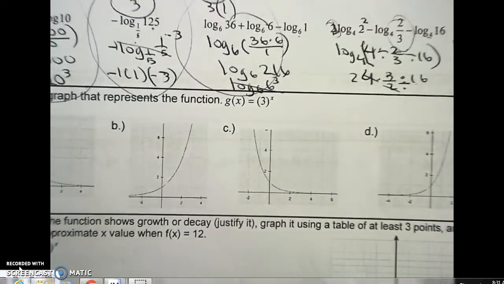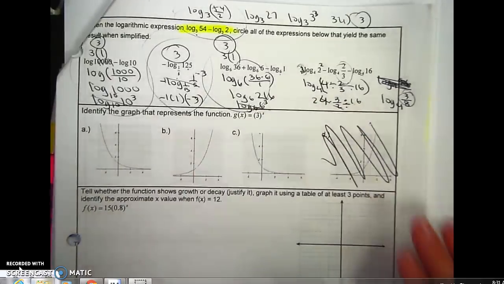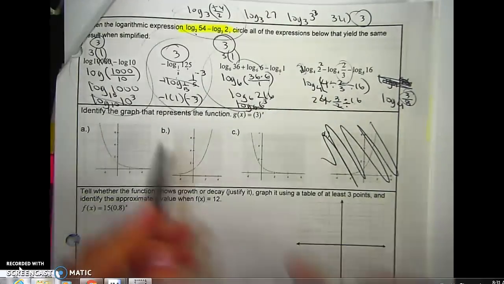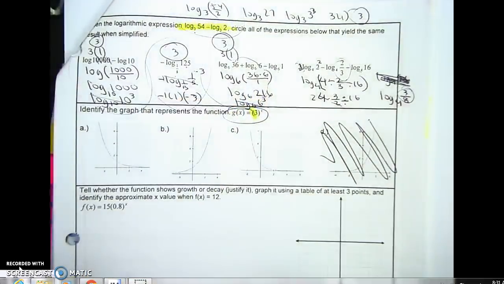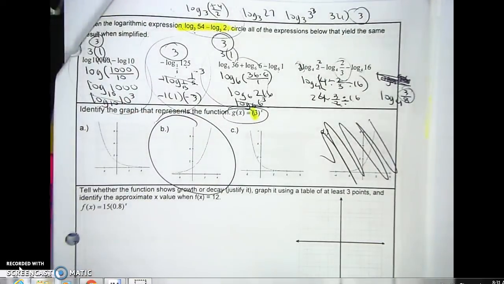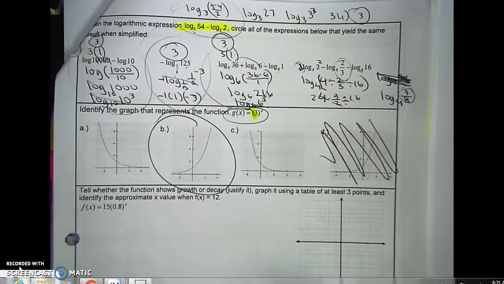Okay. All right. Let's go to the next one. And do me a favor and cross off letter D, please. Perfect. Identify the one that represents this function. If you see that it's a 3, that means 300%. That implies growth. The one that's growth, B. That's all I want you to do with that, okay? Let's go to the next one.